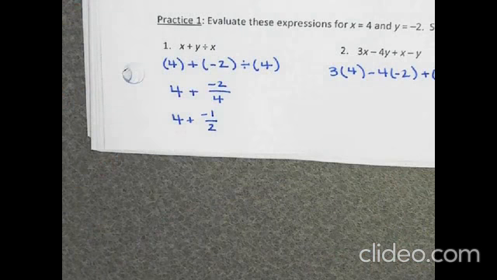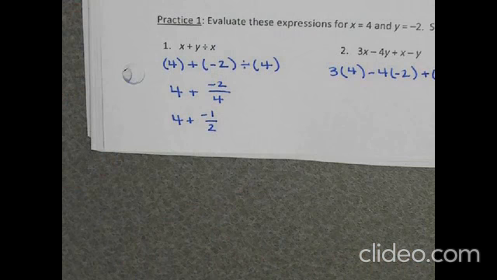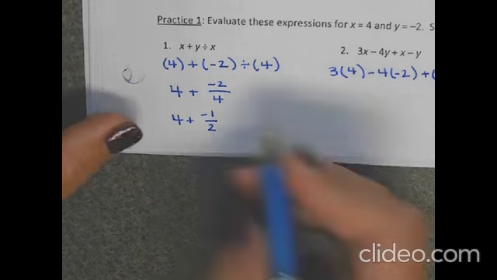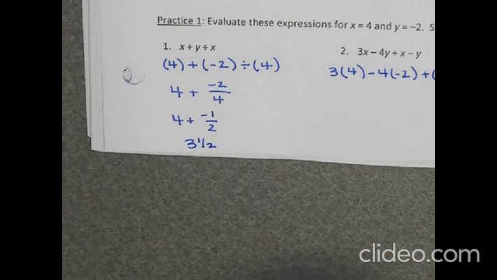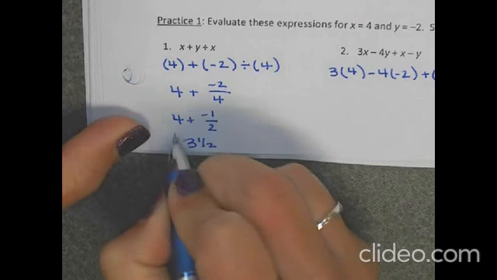And what is 4 and negative 1/2 together? What would probably be the easiest way to write that? If you have 4 pizzas and take away half of one, how many do you have left? Anyone? Three and a half? That'd probably be the easiest way to write it. There's a mixed number there. That would be your final answer.